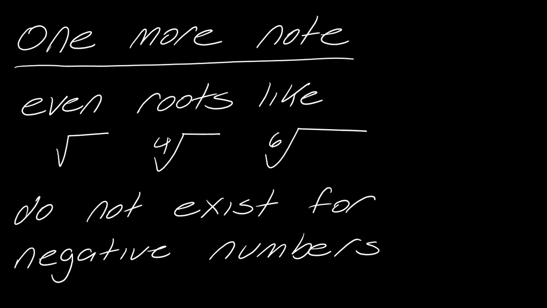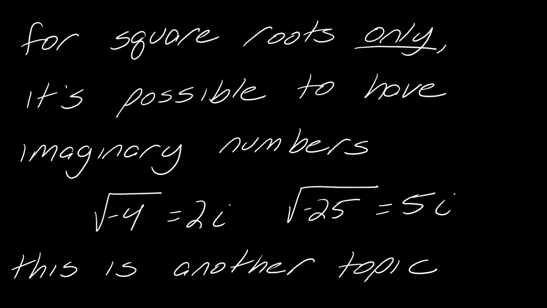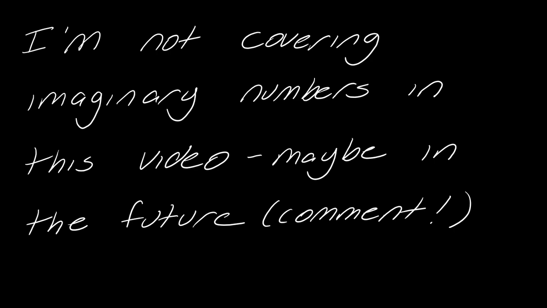Now, some of you might be saying, but what about imaginary numbers? For square roots only, it is possible to have imaginary numbers. So for instance, the square root of negative 4 would be 2i, or the square root of negative 25 would be 5i. If you don't remember this, this is another topic entirely that I'm not going to cover in this video because it would make this video very long. So I'm just not covering imaginary numbers in this video, but maybe in the future I will do that. If you are interested in seeing an imaginary numbers review video, leave me a comment and I'll totally make one.